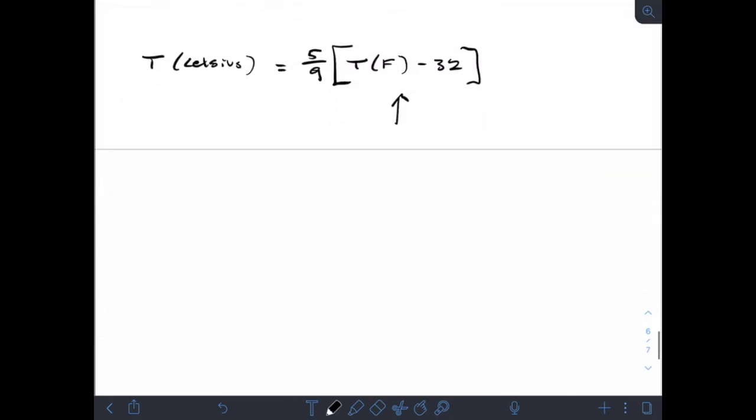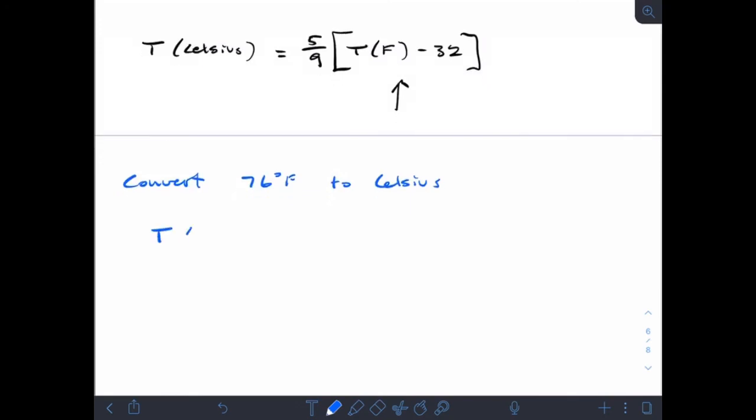All right, so let's do a little practice. Let's convert 76 degrees Fahrenheit to Celsius. All right, so our temperature in degrees Celsius is 5/9 times 76 minus 32. All right, and this is our temperature in Fahrenheit. And we'll get an answer of 24 degrees Celsius.